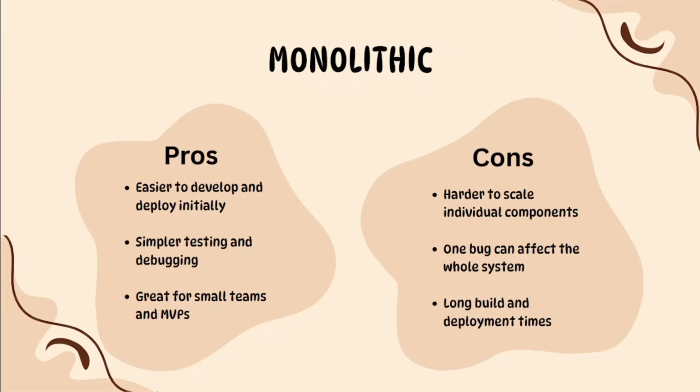Now, one thing about bugs. For example, you have a single project and it has a bug. One file has multiple APIs calling it, and if that file has a single bug, then the whole system will be down, right? That is one con of the monolithic architecture.